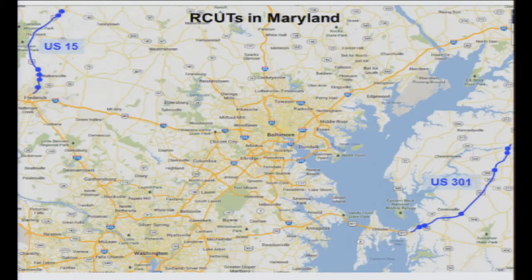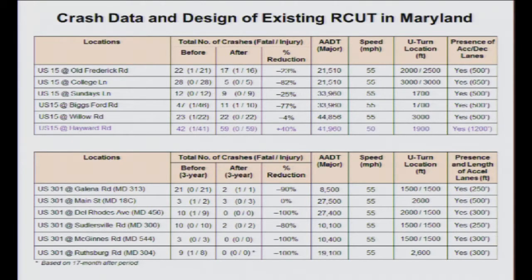These are the different RCUTs that Maryland has implemented, and these are the results of all those intersections. You see during the before period, these are the fatal injury crashes that occurred at those different RCUT intersections, and this is the after period, after they implemented the design. You can see in most sites a dramatic reduction in fatal injury crashes. But I use this as an example because all these intersections incorporate a wide variety of different traffic conditions.